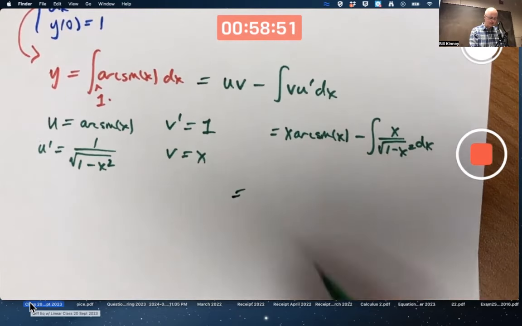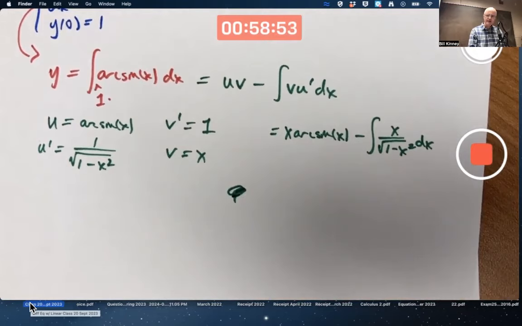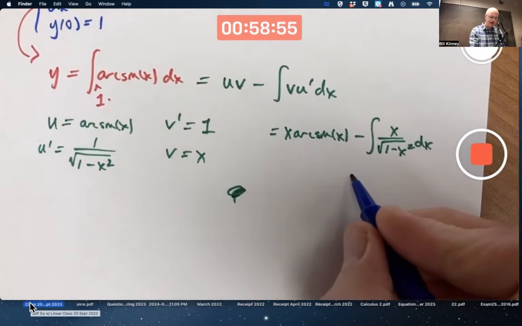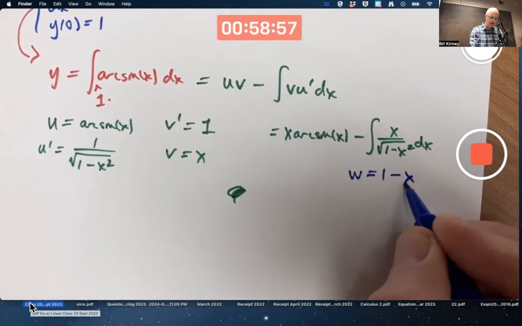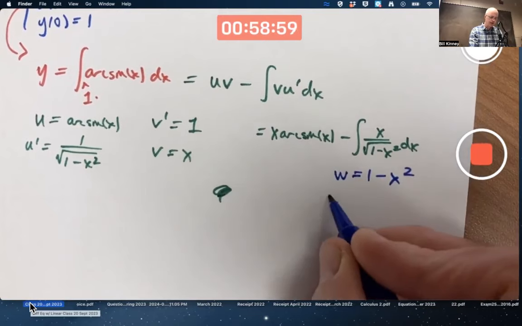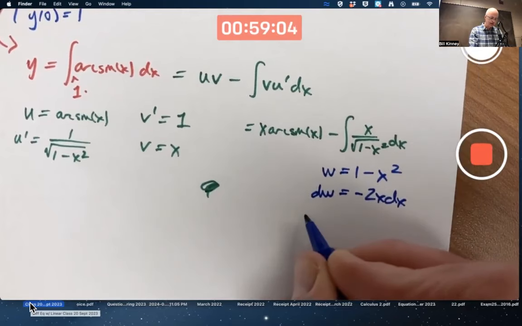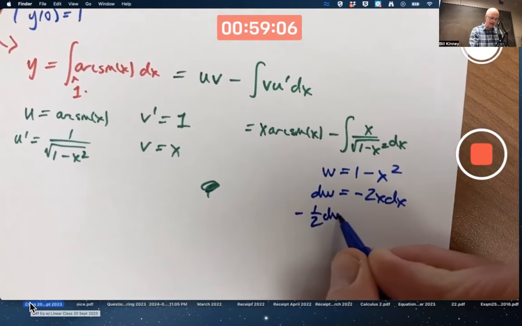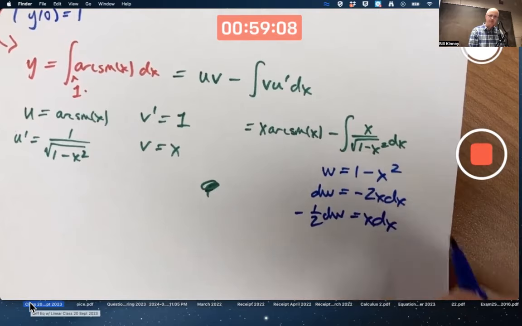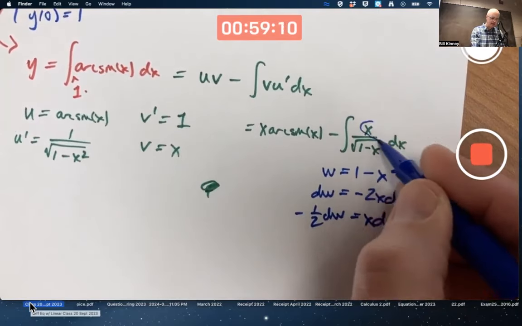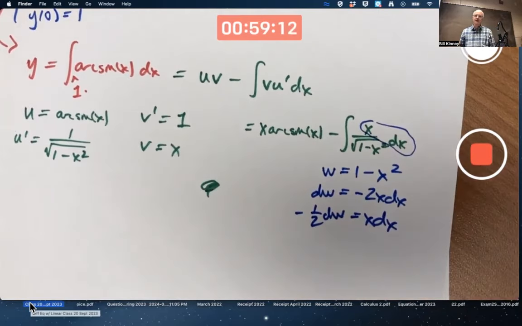But how do you do this integral? It doesn't look very easy until you realize if I let w be 1 minus x squared, then dw is almost in the top there. dw is negative 2x dx. In other words, negative 1/2 dw is x dx. You see the x dx here. This is set up to work nicely.